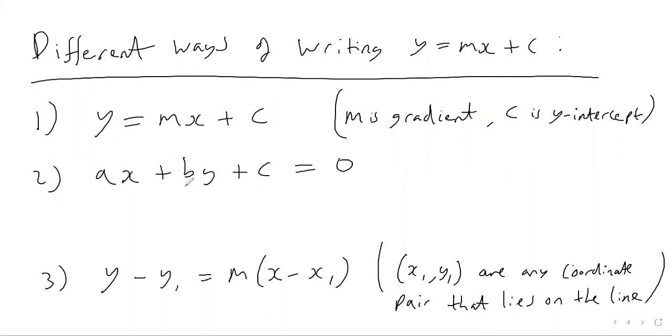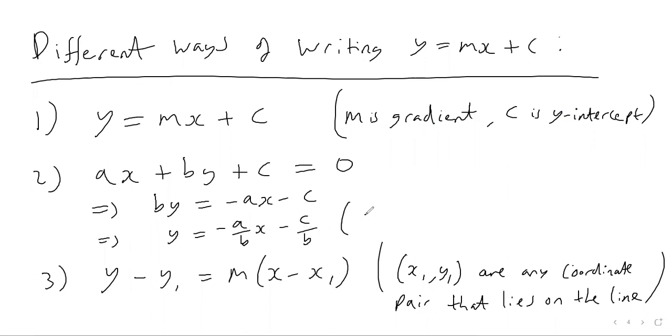And again, to obtain the gradient from this second form, what we can do is just rearrange it to make y the subject of the formula. That's the key thing to do. So we're going to take away the c from both sides, take away the ax from both sides. We get this. And then from there, we can divide both sides by b. We get y equals minus a over b lots of x, then minus c over b.